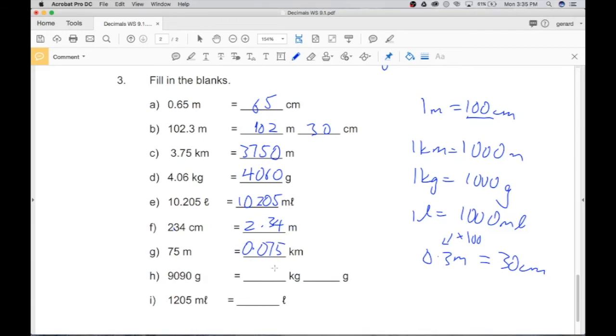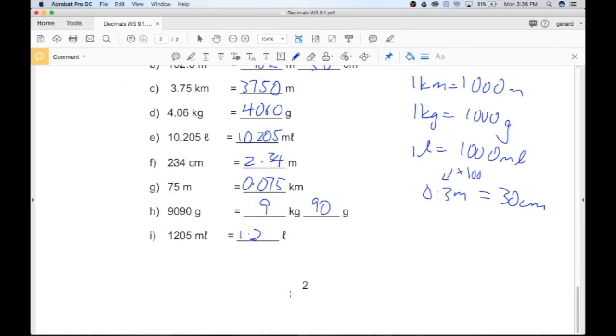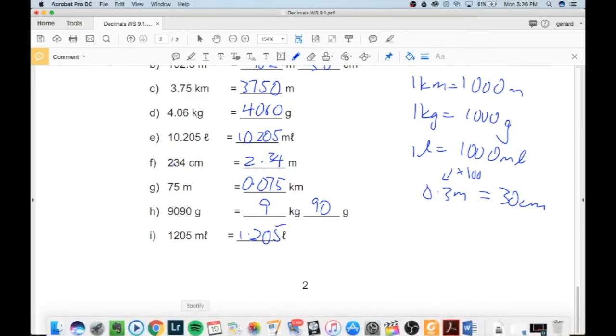90 grams. 1000 grams to kg, the conversion is 1000. So easy, 9 kg, 90 grams. Alright, liters, 1.205. Okay, we're done.